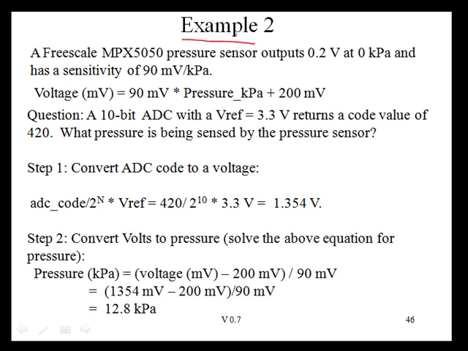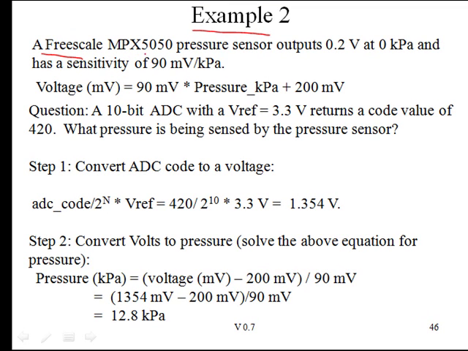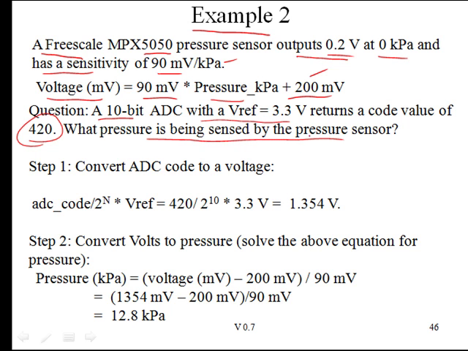Let's take a look at another example. A Freescale MPX5050 pressure sensor outputs 0.2 volts at 0 kilopascals and has a sensitivity of 90 millivolts per kilopascal. So our equation will be voltage in millivolts is equal to 90 millivolts times the pressure in kilopascals plus the offset, which is 0.2 volts or 200 millivolts. A sample question may be: a 10-bit ADC with a VREF of 3.3 volts returns a code value of 420. What pressure is being sensed by the pressure sensor?